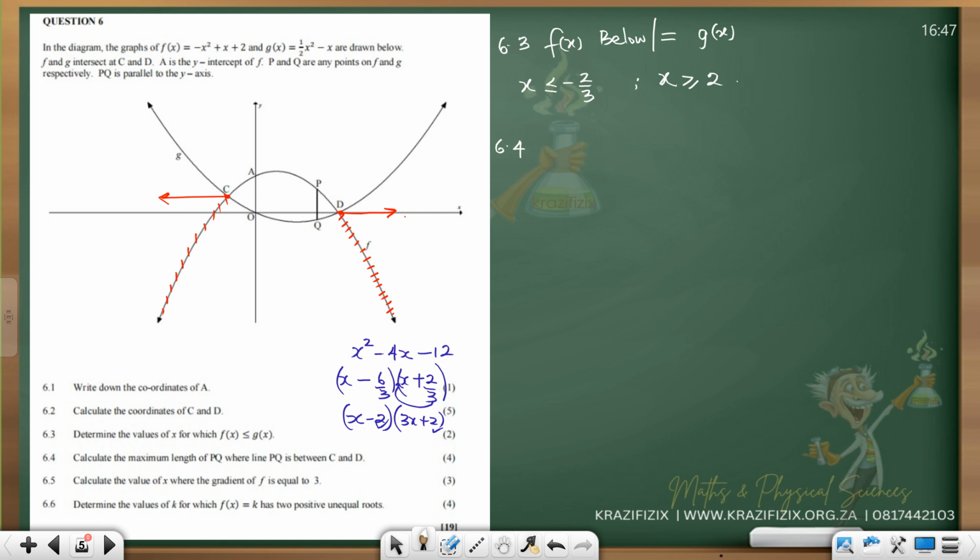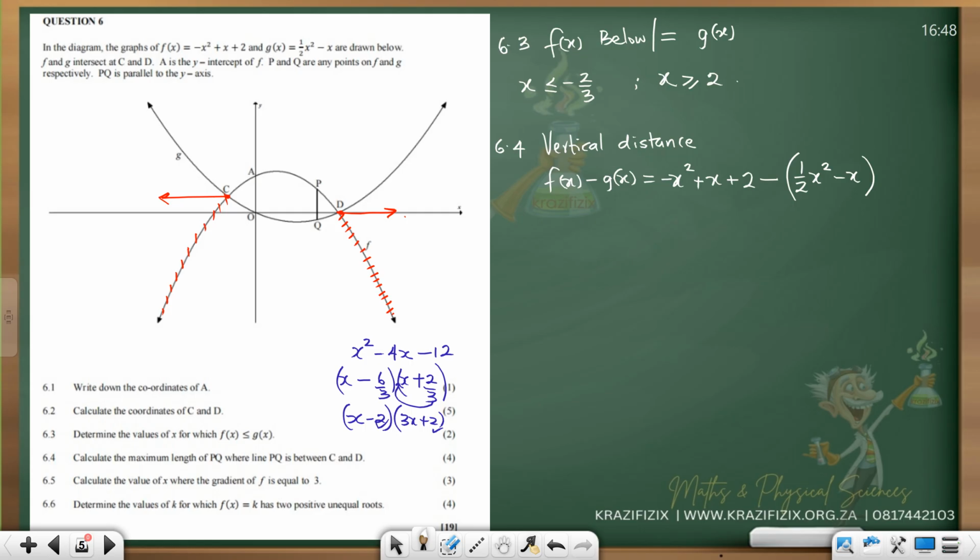6.4, PQ. That's a vertical distance. And how do you get your vertical distance? Top minus bottom. Which one is on top at that point? It is f of x. So f of x minus g of x. Now what would that be? What's our f of x? Negative x squared plus x plus 2 minus half x squared. That bracket is important. The bracket is very, very important.